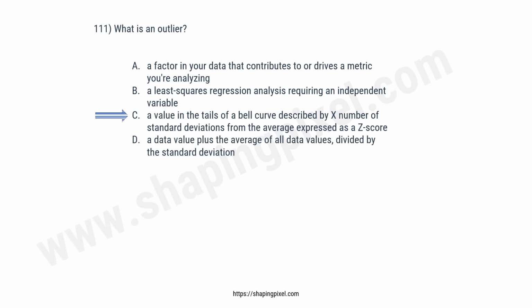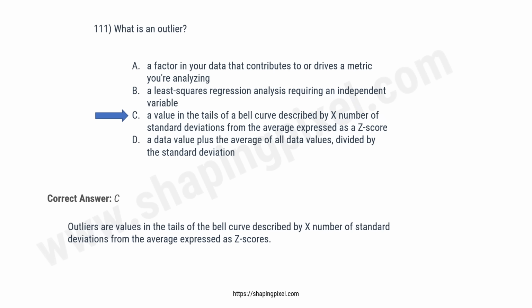So the right answer here is option C, a value in the tails of a bell curve described by X number of standard deviations from the average expressed as a Z score. Outliers are values in the tails of the bell curve described by X number of standard deviations from the average expressed as Z scores.